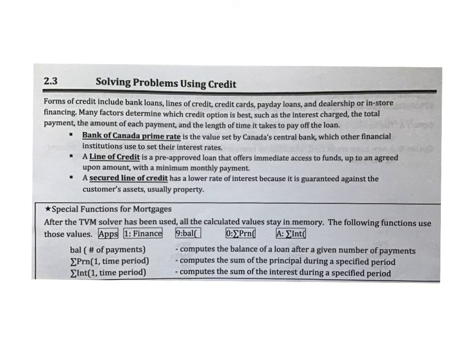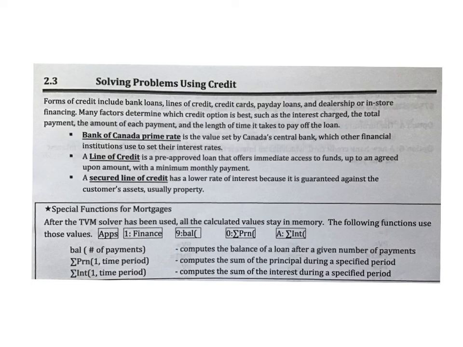Okay, guys, so our next lesson has to do with making choices of how to basically get credit. Forms of credit include bank loans, a line of credit, credit cards, payday loans, and dealerships or stores that offer financing. Many factors determine which credit option is best, such as the interest charged, the total payment, the amount of each payment, and the length of time it takes to pay the loan. So when you make a decision to borrow money, there are lots of things to take into consideration.